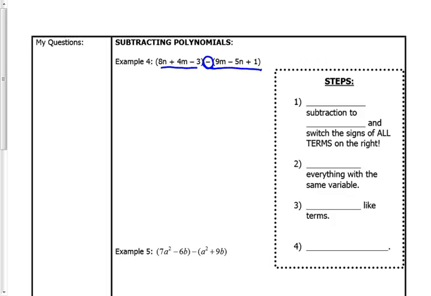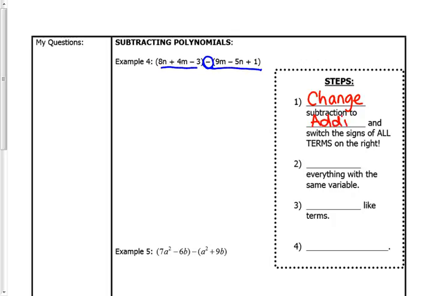Now for the subtraction one, we've got to do a little maneuvering here first, because we don't want to keep it as subtraction. When we are combining like terms, typically we add them, right? So what we want to do whenever we see a subtraction sign between our polynomials is we want to change the subtraction to addition.